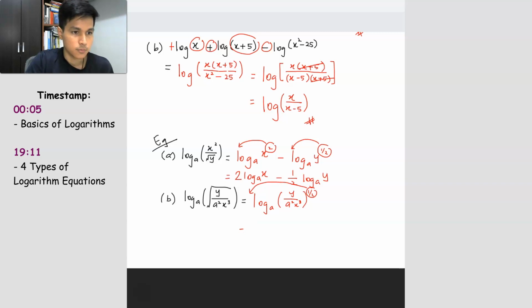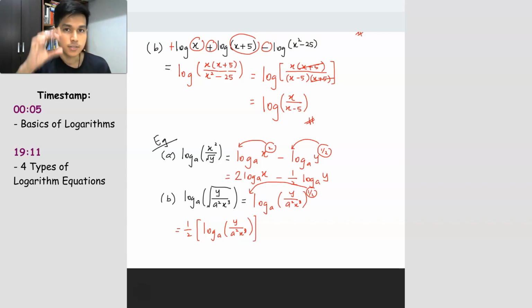So 1 over 2. Now in the bracket, I'm going to write log a of y over a square x cube. What I'm going to do next is break this, because I said when it's divided, you can change it to minus, correct? So we're going to change that. So you get 1 over 2 log base a. You see here, this one is on top, right? On top means positive.